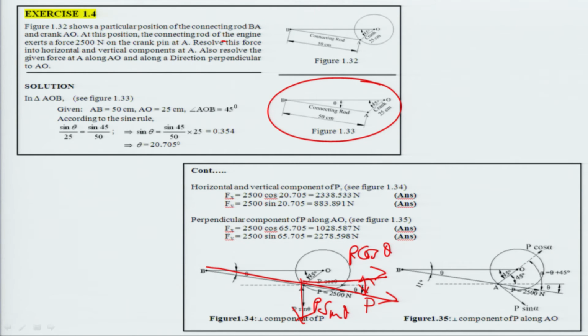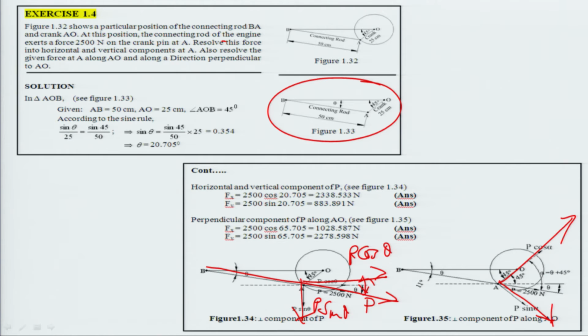Second part: we need to find the components of the forces along this direction, and the other axis is perpendicular to this. Perpendicular to this can be this.